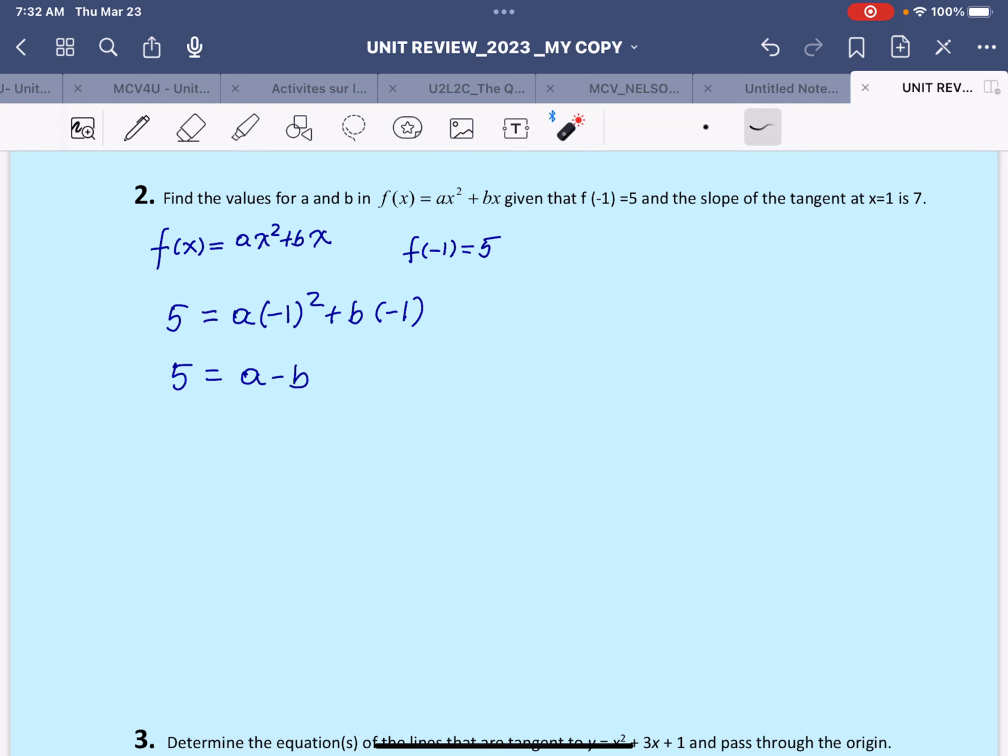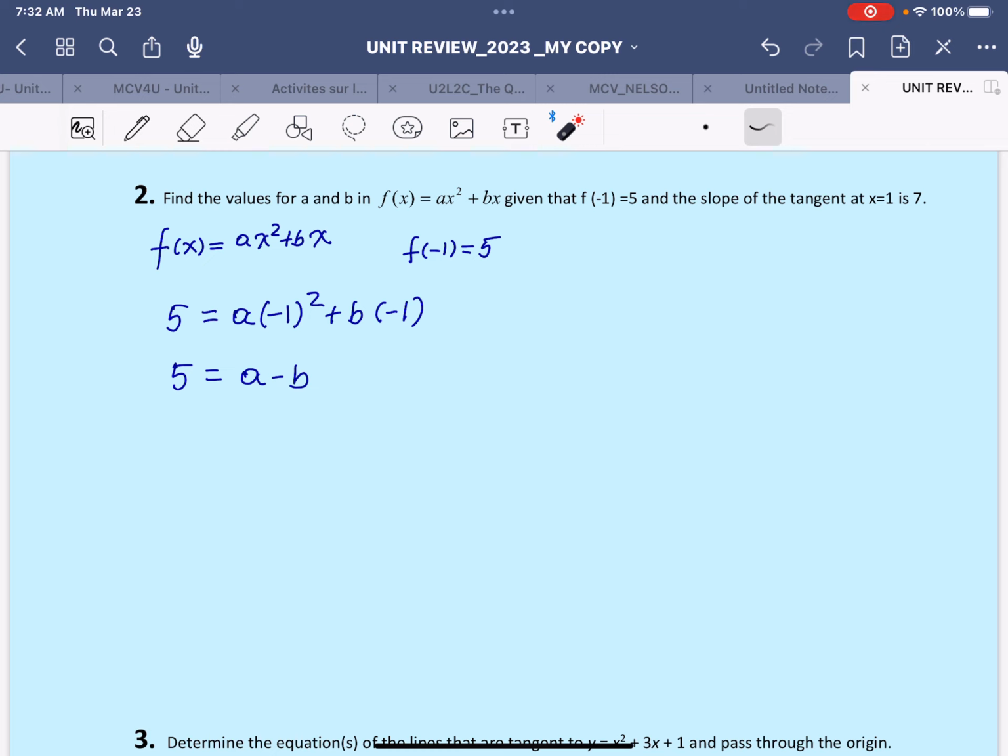As you can see, we have two variables in the same equation, which means that there will be an infinite set of values of a and b that can satisfy the equation, which means that we cannot find a and b right away. Whenever we have two variables in an equation, we need a second equation to find a single solution.